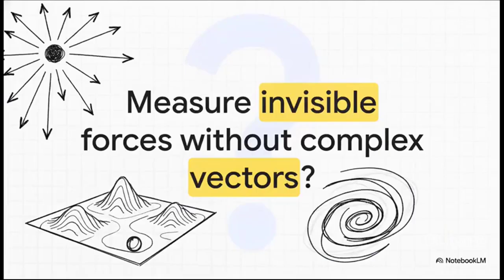So here's the fundamental problem we run into. Calculating the net electric field from multiple charges requires vector addition, which basically means you're constantly worrying about angles, directions, and really complex geometry. It's a lot. How do you measure and predict the behavior of an invisible force without using all those complex vectors? Well, to solve this mathematical headache, physicists use a brilliantly clever shortcut, a scalar landscape. By assigning just a single numerical value to every point in space, we can map out the energy potential without ever drawing a single vector arrow.